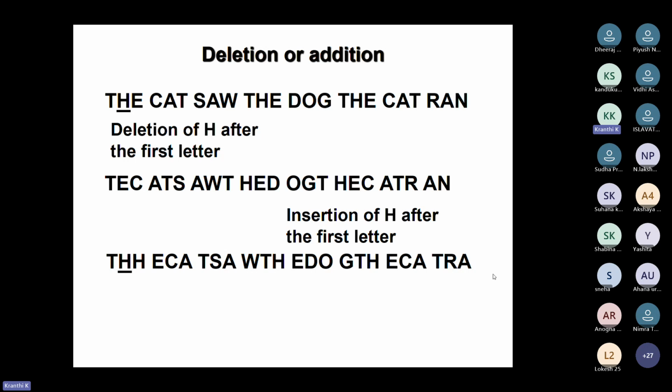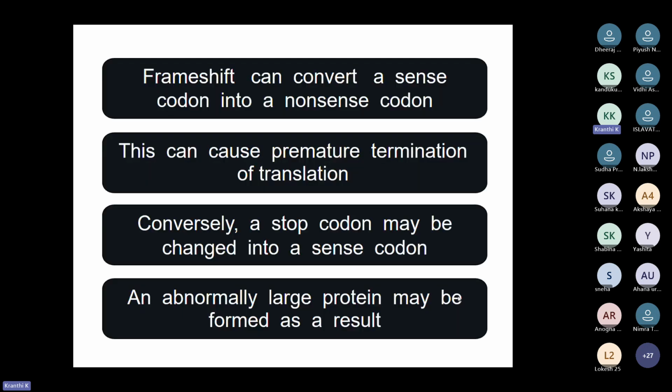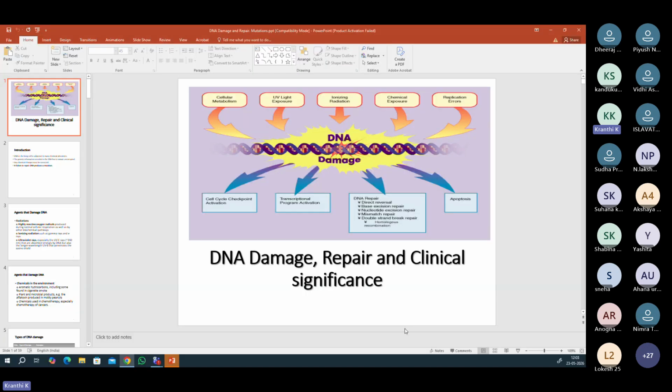So usually the frame shift mutations cause a lot of effects, right? Because frame shift can convert a sense codon into a nonsense codon. This can cause premature termination of translation. Conversely, a stop codon may be changed into a sense codon. An abnormally large protein may be formed as a result. So these are all the problems of the frame shift mutation.